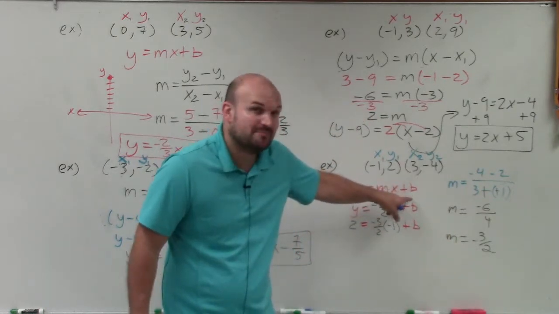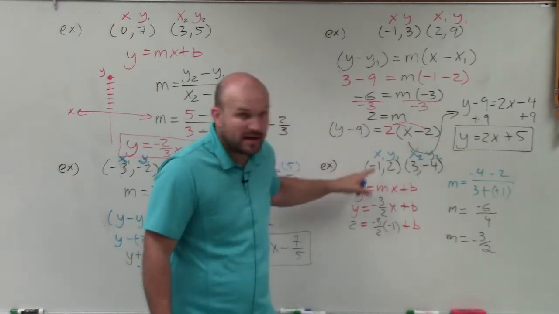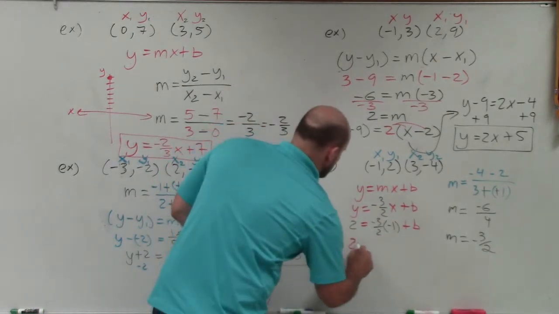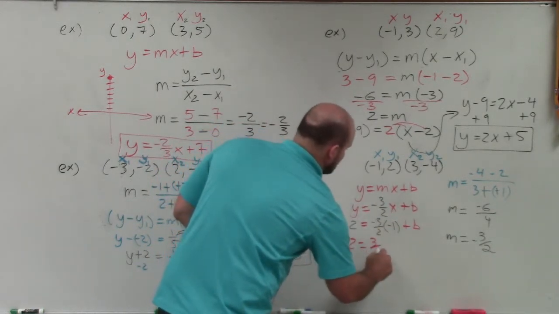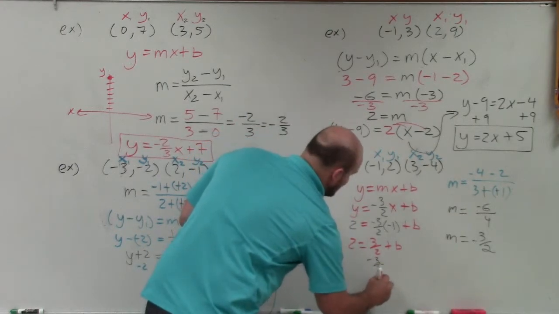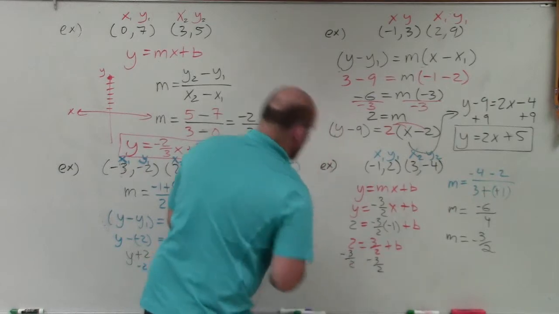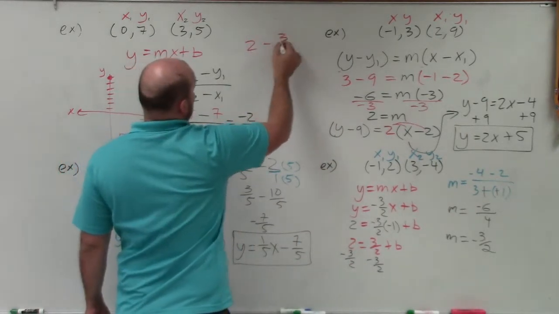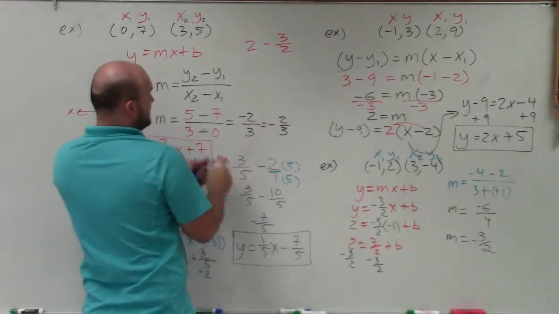All I need to do is find my b. So I plug in x and y, one of my points. It doesn't matter which one. Now solve for b. So I have 2 equals, that becomes a positive 3/2 plus b. Now I've got to solve for b, so I've got to subtract 3/2. So now we're back up to where I was before. Now I have 2 minus 3/2, just like I did here.